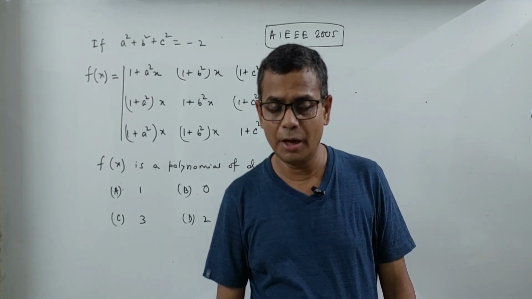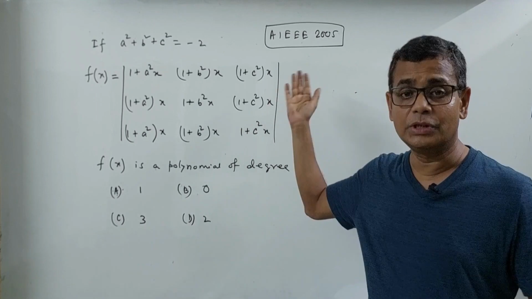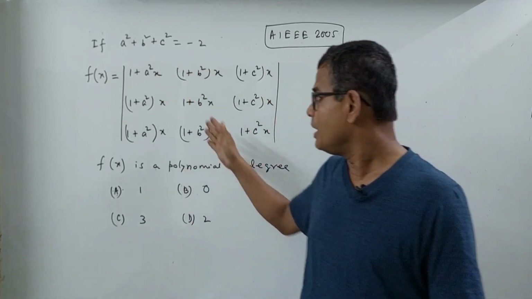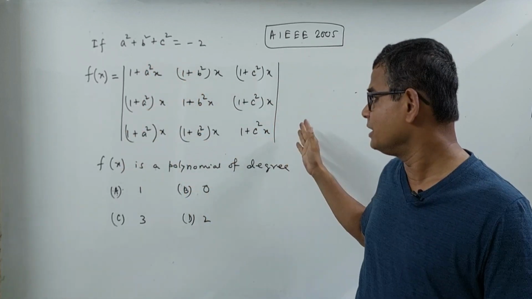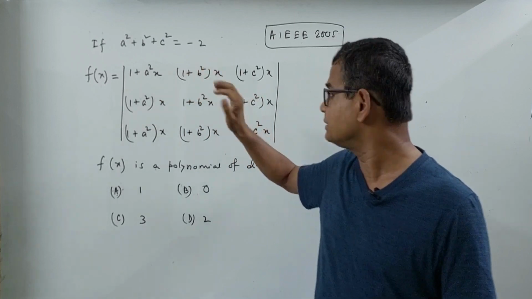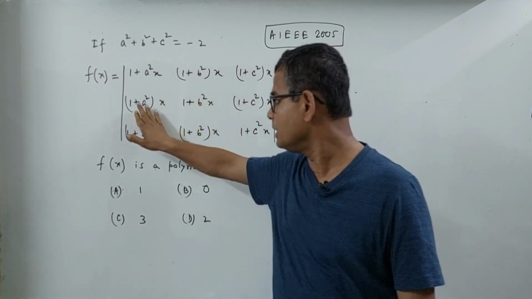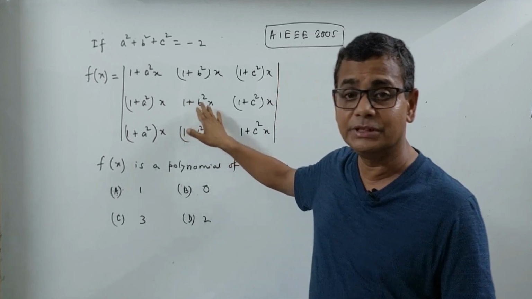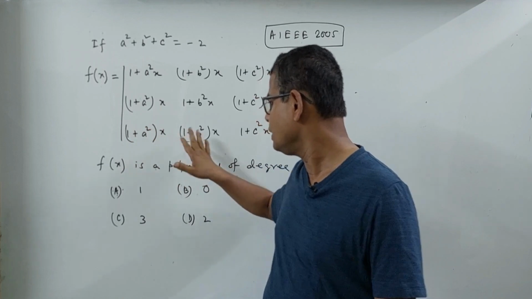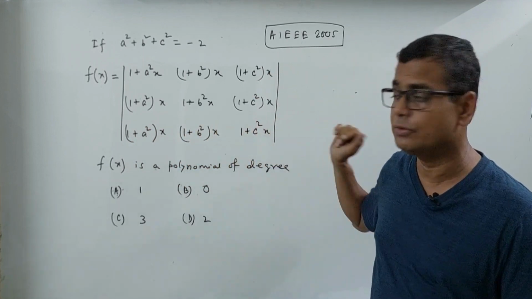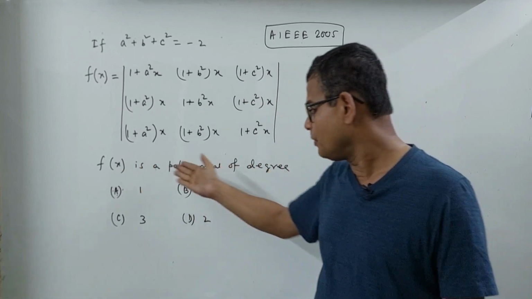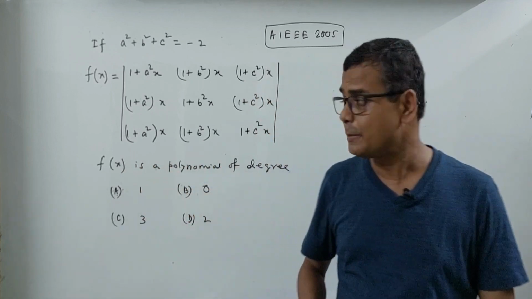One more interesting sum which came in JEE 2005. If a square plus b square plus c square equal to minus 2 and f(x) is this determinant with rows 1 plus a square x, 1 plus b square x, 1 plus c square x; 1 plus a square x, 1 plus b square x, 1 plus c square x; 1 plus a square x, 1 plus b square x, 1 plus c square x. So, f(x) is a polynomial of degree.